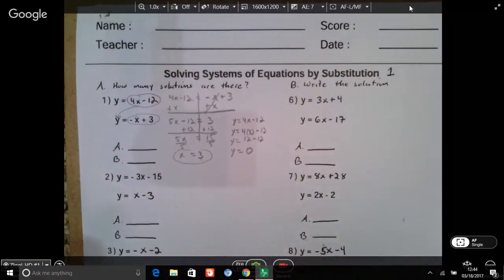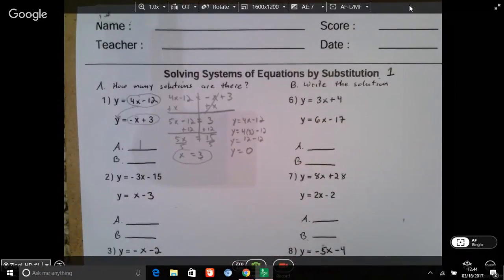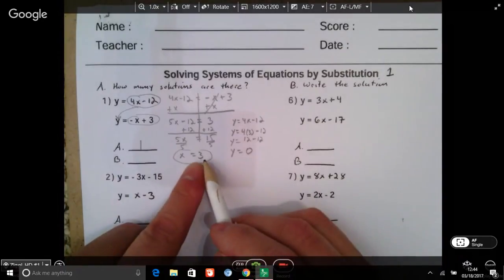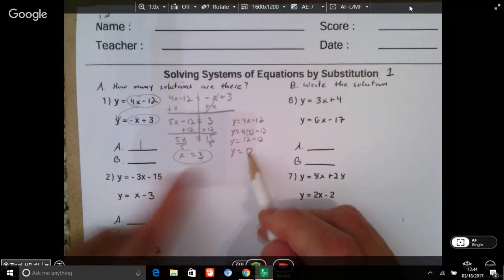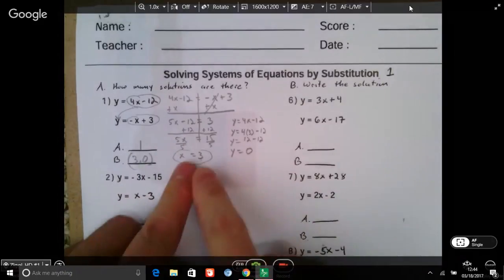Okay, so on this paper it says how many solutions are there, and write the solution. So there's just one solution. Where do the two lines cross? They only get to cross one time. So there's just one solution. They cross at the point where x is 3, y is 0. Okay, so 3, comma 0.